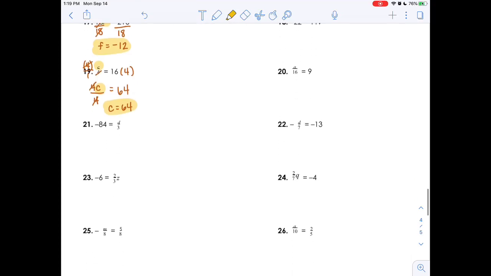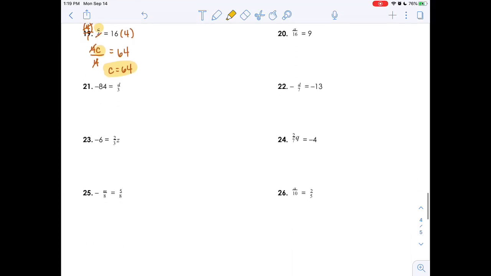Looking at number 21, I have negative 84 equals d divided by 3. I'm trying to solve for d. I'm dividing by 3, so in order to get rid of that 3 in the denominator, I'm going to multiply by a 3, or you could think of it as 3 over 1. If I have a 3 in the numerator, it's going to cancel with the 3 in the denominator, leaving me with just d over 1, or d.